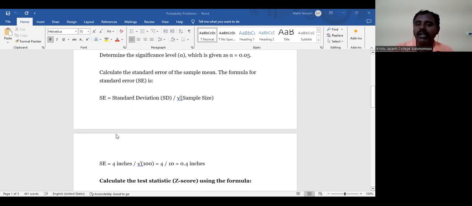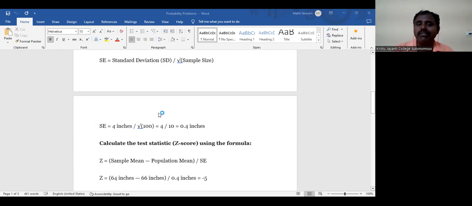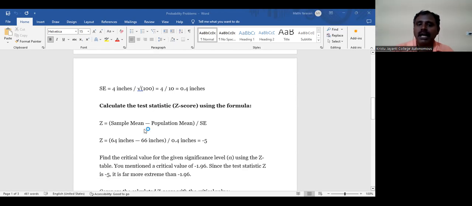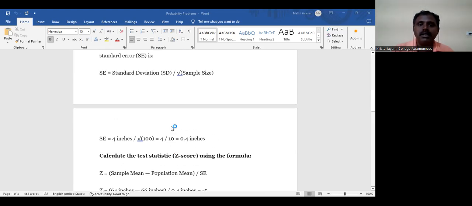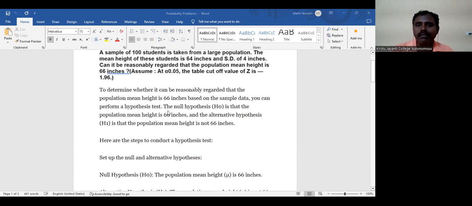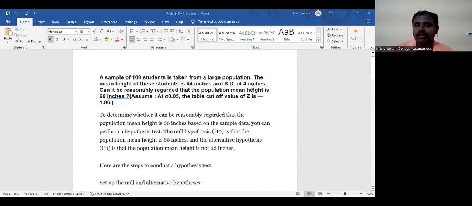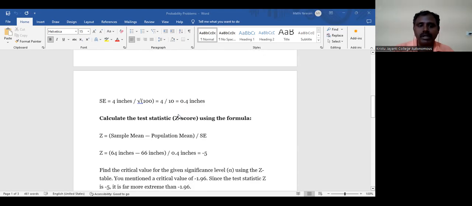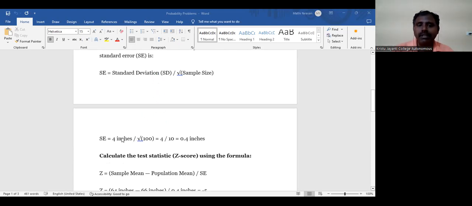Now we have to calculate the standard error of the sample mean. Standard error is equal to standard deviation divided by the square root of the sample size. So first you have to calculate the standard error. How much standard deviation did they give in the problem? Standard deviation is 4 inches, and the mean value they gave is 64. So you can see the standard deviation they gave here is 4 inches.